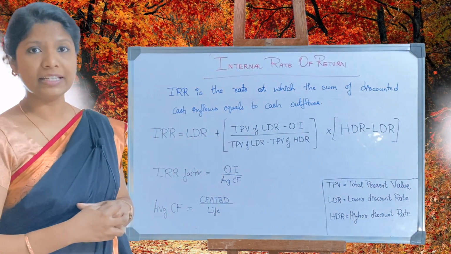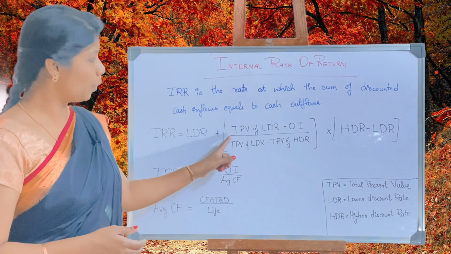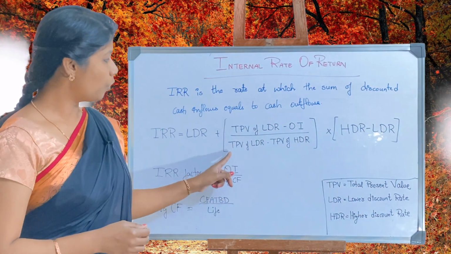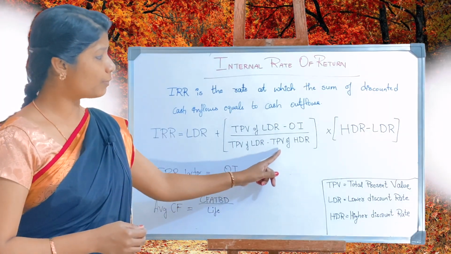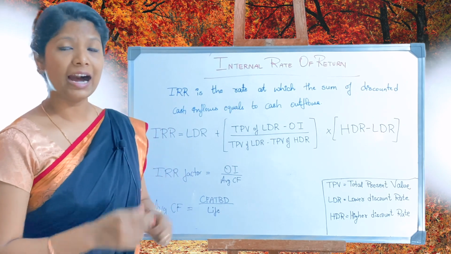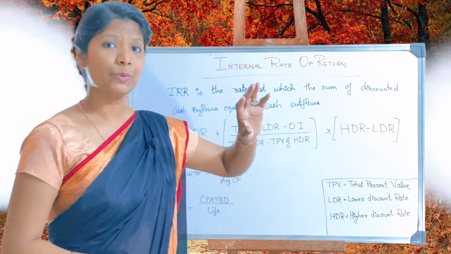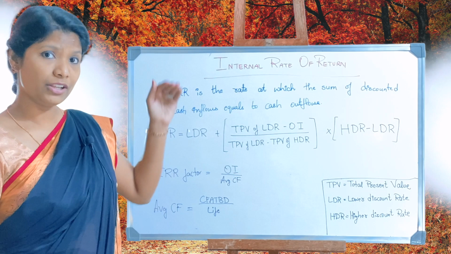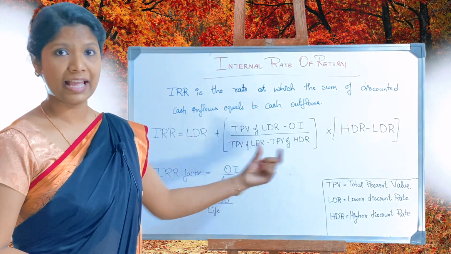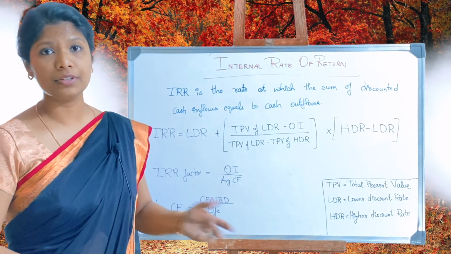So we have the formula here: internal rate of return equals LDR, the lower discount rate, plus the total present value of LDR minus original investment, divided by the total present value of LDR minus the total present value of HDR, multiplied by HDR minus LDR. That means the higher discount rate 15% minus 10%, so 15 minus 10. But with these values, when you combine them with the cash flows and total it up, it becomes the total present value of LDR. So here you write the amount for LDR and HDR, but in the last part only the rate: higher discount rate minus lower discount rate.